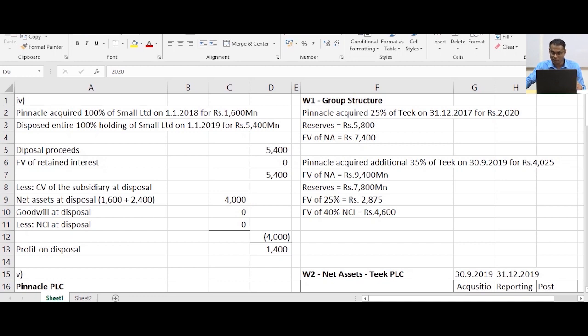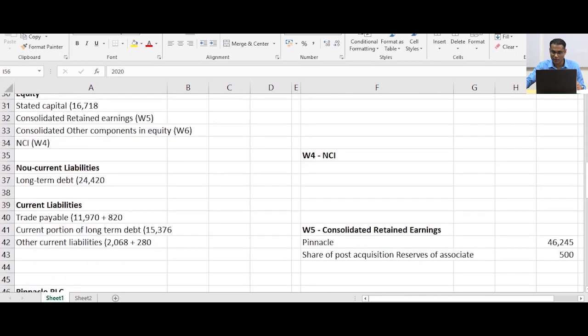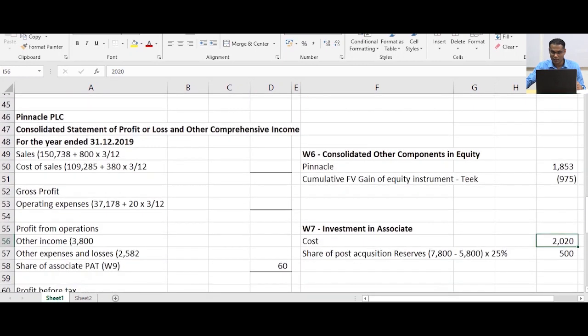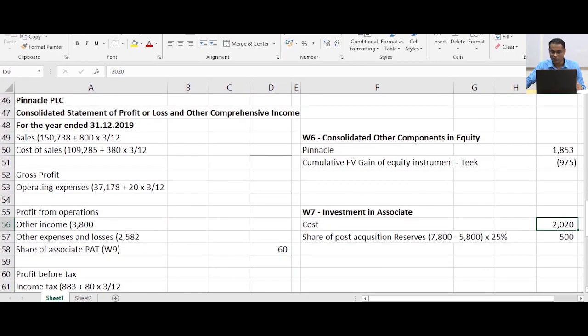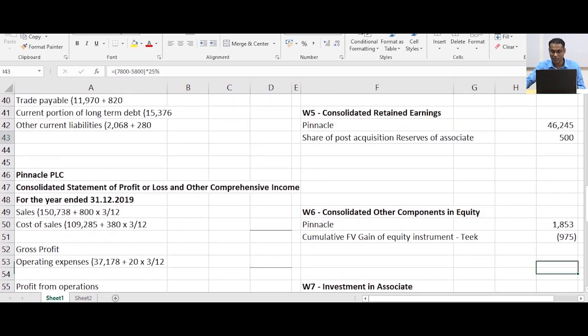So that is the balance sheet adjustment. What I did for that was I debit that to the investment in associate, share of post acquisition reserves, 2,000 into 25%, the associate's share of the investor. So 500 here, debit 500 to the working number 7, same 500 I have credited to the consolidated retained earnings, because this belongs to the parent company, right? That is the statement of financial position adjustment.